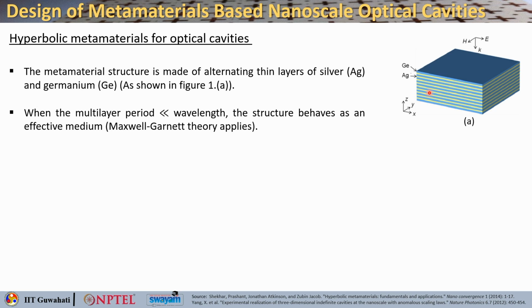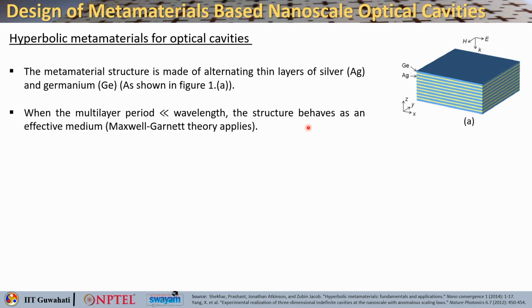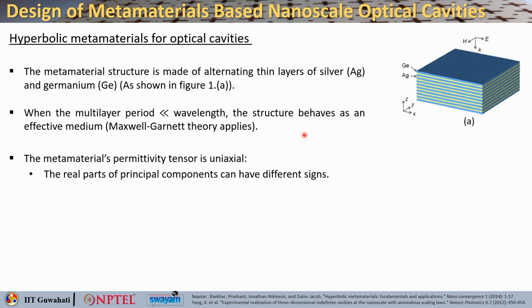Now, we have to consider the period of this multilayer much smaller than the wavelength. The period is nothing but the thickness of the germanium plus the thickness of the silver layer, because that is the unit cell that is being repeated periodically in one direction, right. When the multilayer period is sub-wavelength, or much smaller than the wavelength of the light it is interacting with, the structure basically behaves as an effective medium, and it will be safe to use the Maxwell-Garnett theory for estimating the effective permittivity along the parallel and the perpendicular direction, which we have seen a couple of times by now.